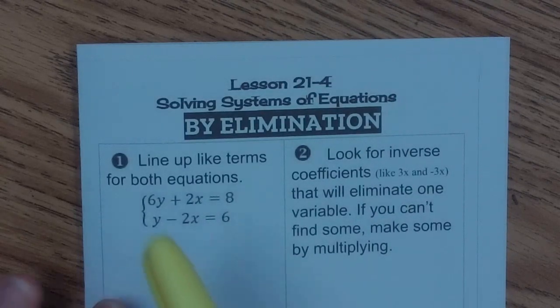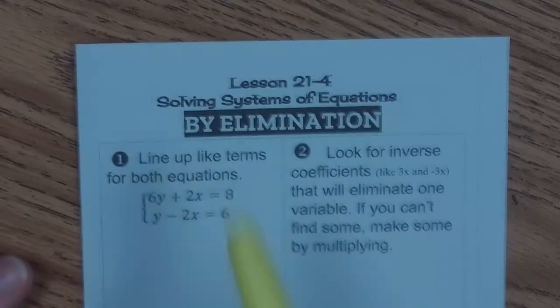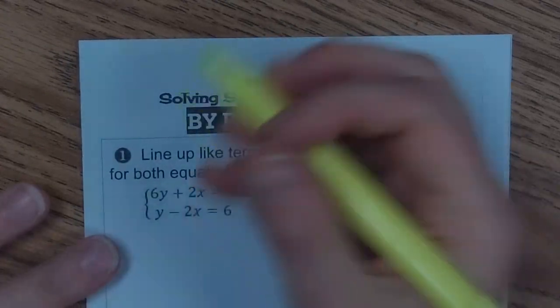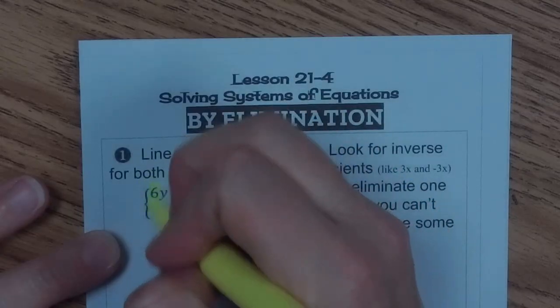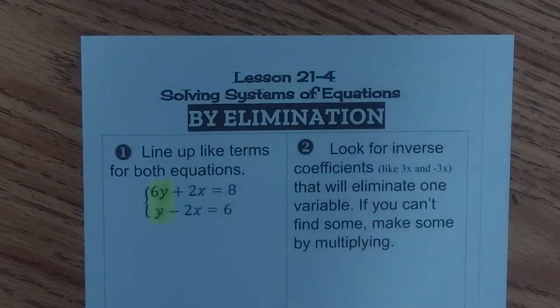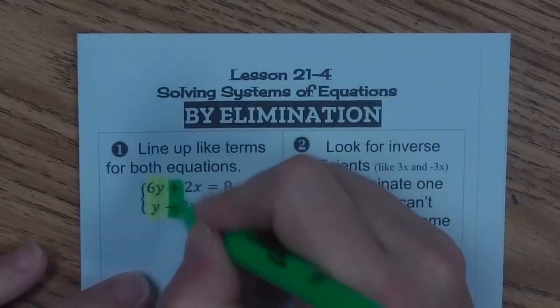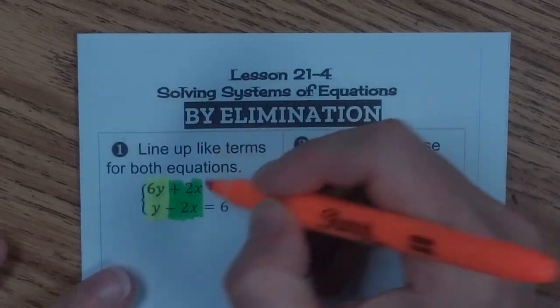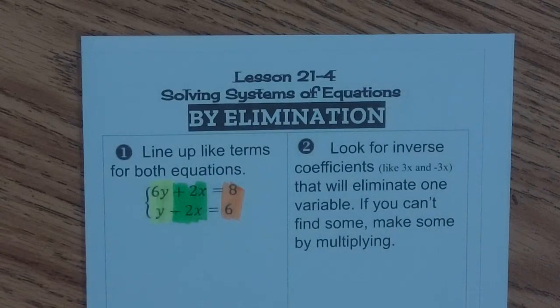So the first thing you're going to do in solving by elimination is line up like terms for both equations. If you notice in this equation, we've got 6y over regular y. We've got 2x over minus 2x. And then we've also got our constant term on the equal side, 8 and 6.